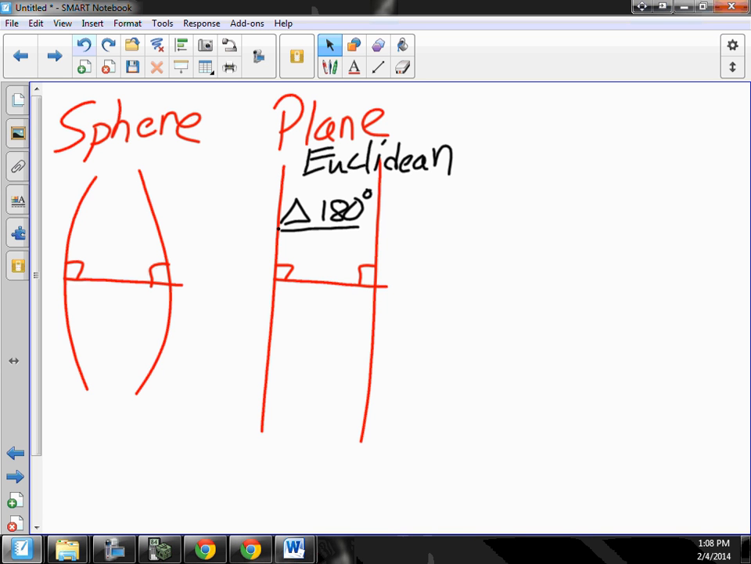So that's much bigger. And in fact, on a sphere, triangles are bigger than 180 every time. You can make a really small triangle that's really close to 180, but you can never make it exactly 180. The bigger the triangle, the more it is.